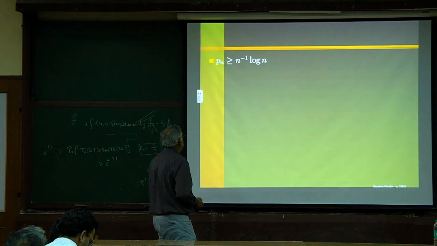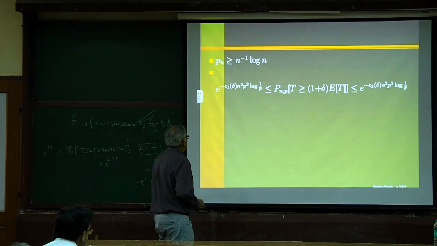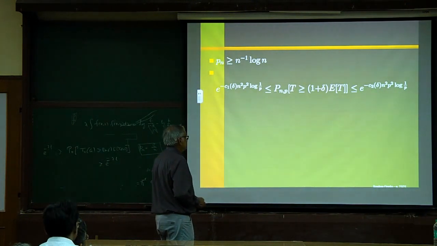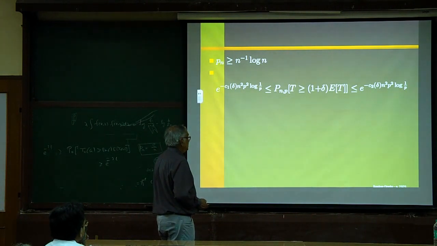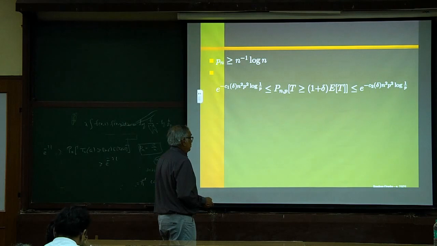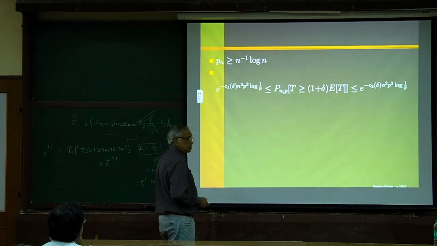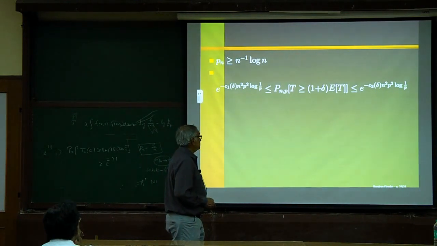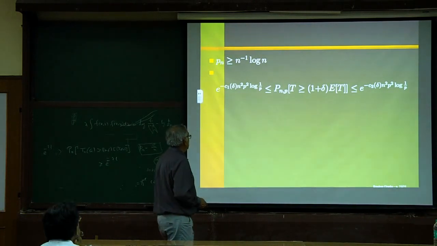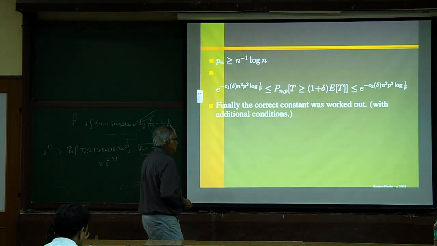Partial results are known, and one always wants p_n to be at least this much. Here you have p squared log 1 over p, and it's the same on both sides, but C1 and C2 are different. Here there is really a log, you need it. Finally, the correct constants are worked out with additional conditions.